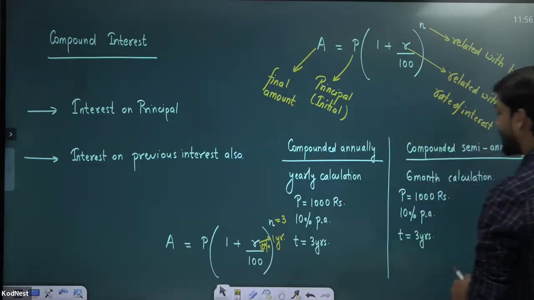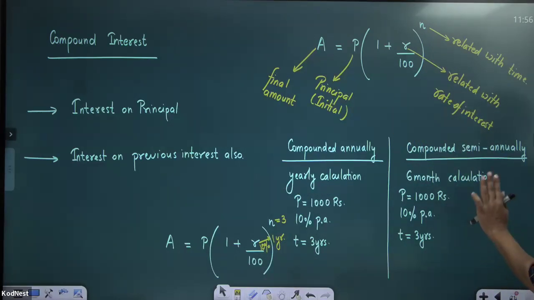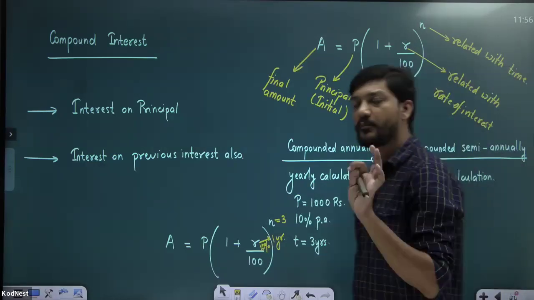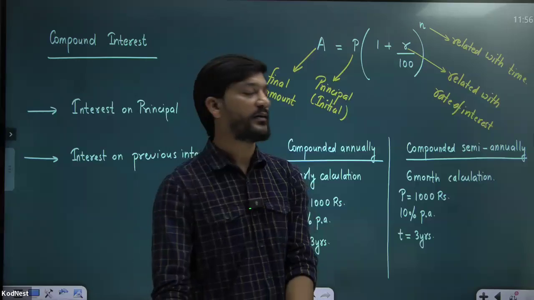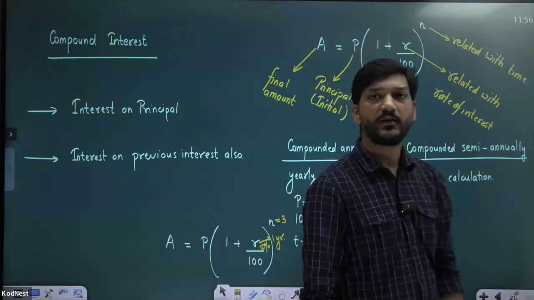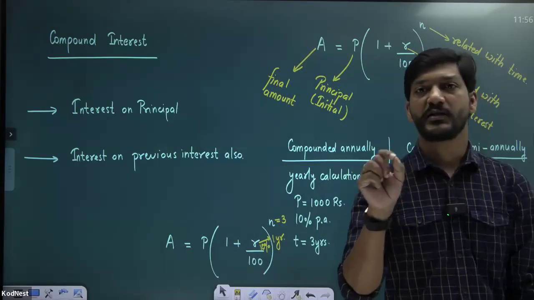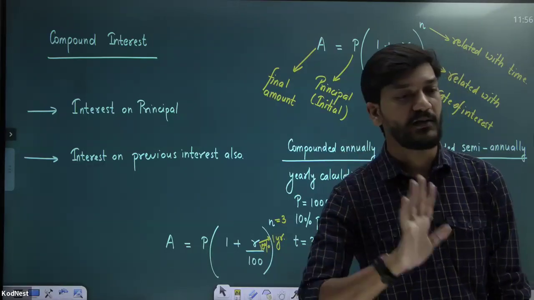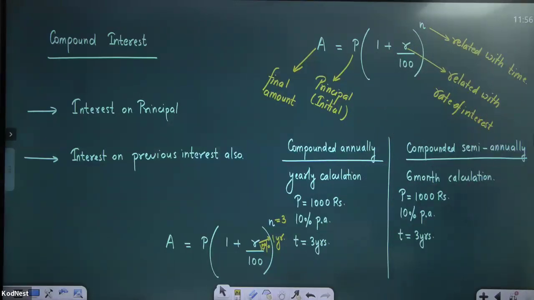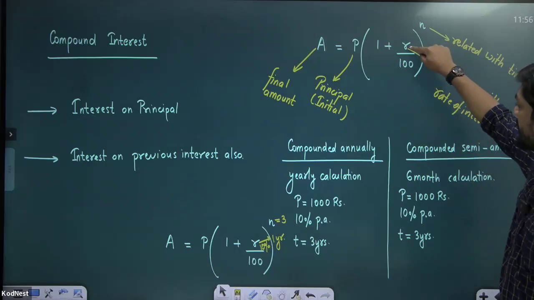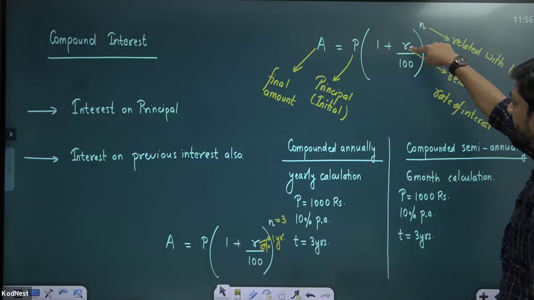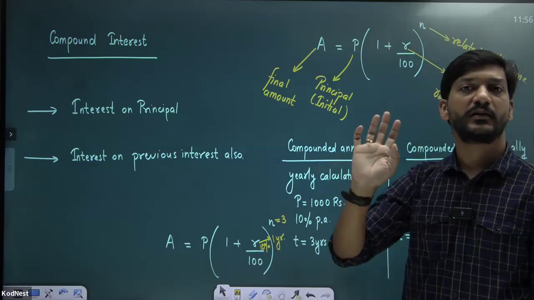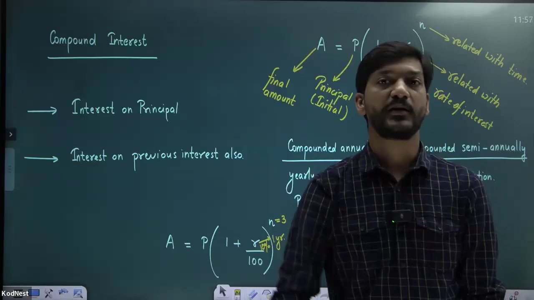Same set of values. Please carefully answer. I have to calculate on a 6 month basis. I'm taking the first 6 months. What is the percentage rate of interest for 6 months, not per year, for 6 months? Will you put 10%? No, the calculation should be for 6 months. The rate of interest is always for per year.